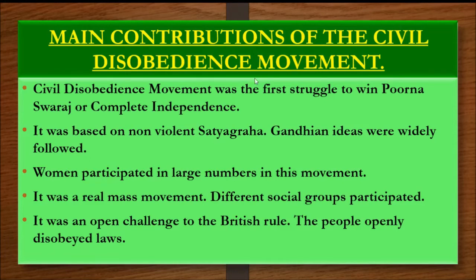The civil disobedience movement was the first struggle to win Purna Swaraj, or complete independence. It was based on non-violent Satyagraha. Gandhian ideas were widely followed. Women participated in large numbers in this movement. It was a real mass movement. Different social groups participated. It was an open challenge to the British rule, and the people openly disobeyed the British laws.